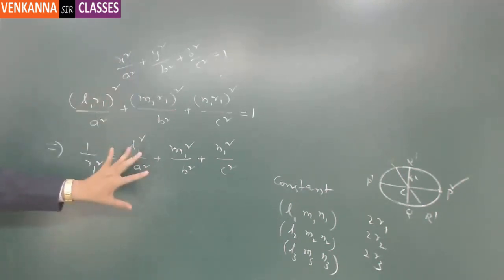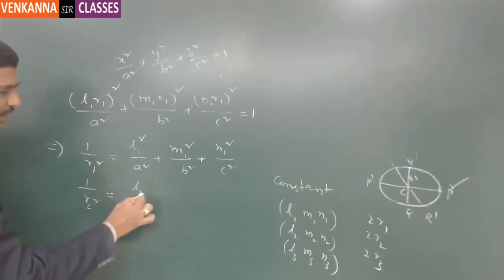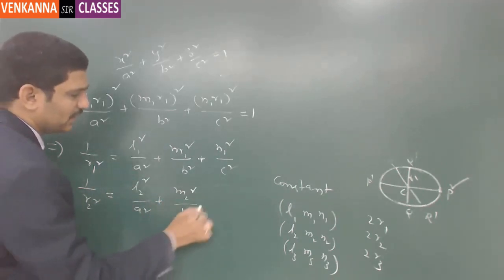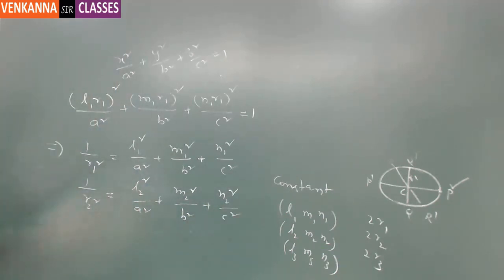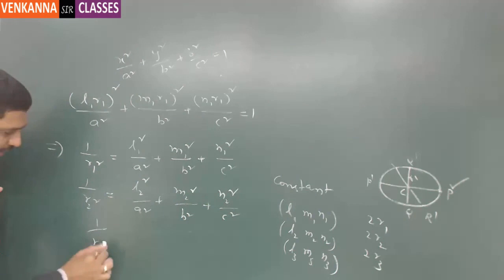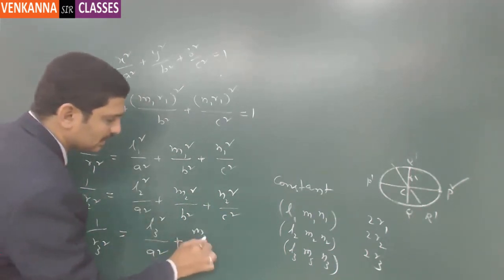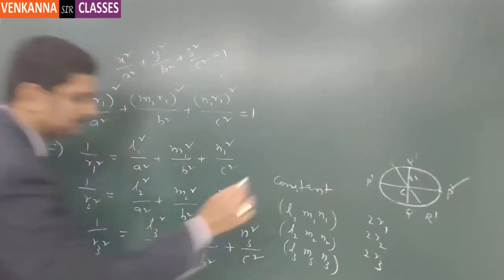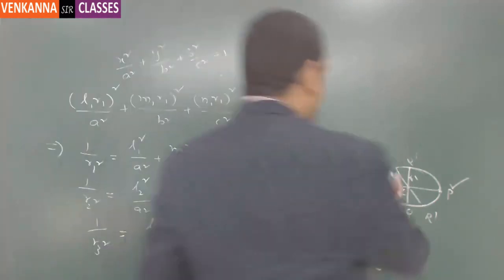Doing just like this, you have the part that 1 by R2 square is equal to L2 square by A square plus M2 square by B square plus N2 square by C square. Similarly, from the third one, you have 1 by R3 square is equal to L3 square by A square plus M3 square by B square plus N3 square by C square. These are the values.